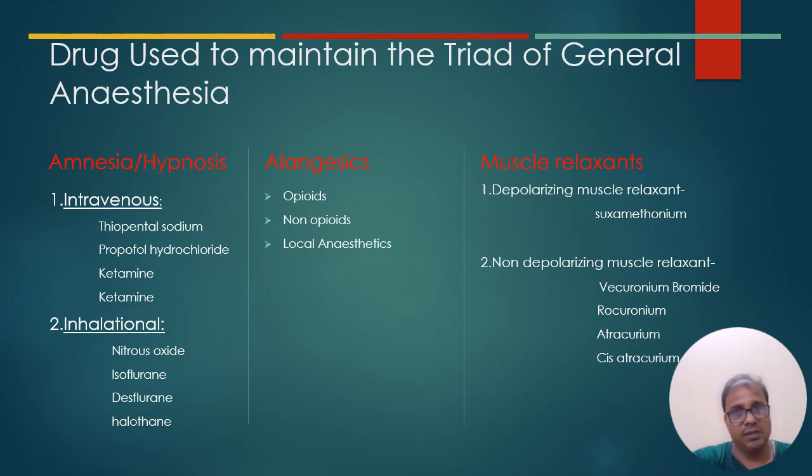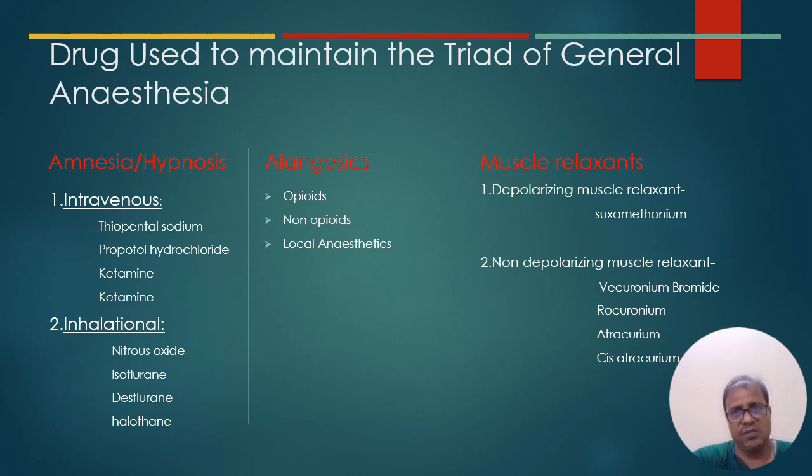Analgesia is maintained by opioid analgesics or non-opioid analgesics, and also local anesthetic drugs maintain the analgesia. And for muscle relaxation, there are two kinds of muscle relaxants. That is depolarizing muscle relaxant and non-depolarizing muscle relaxant. An example of a depolarizing muscle relaxant is succinylcholine. It is also a short-acting muscle relaxant. Examples of non-depolarizing muscle relaxants are vecuronium bromide, rocuronium, atracurium, cisatracurium, etc.